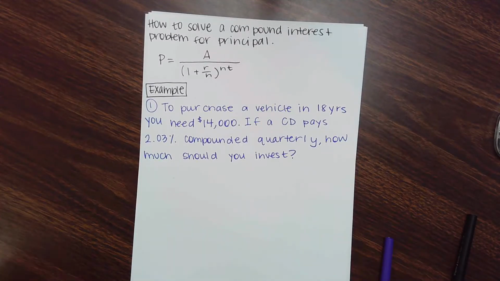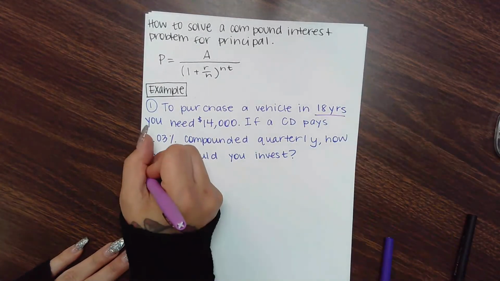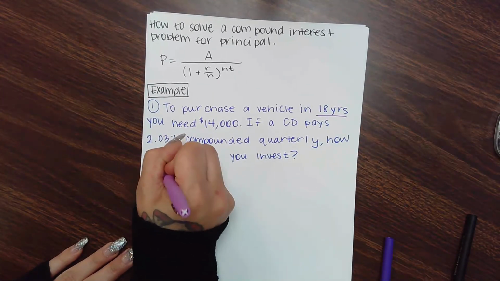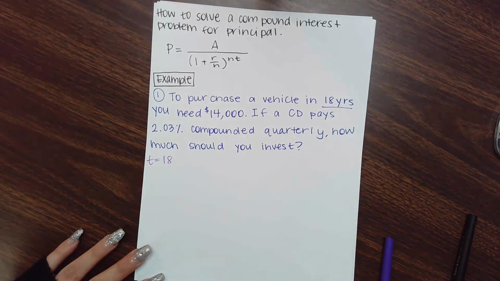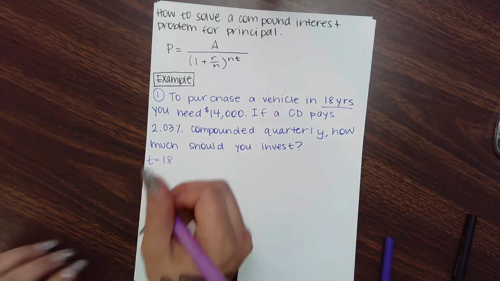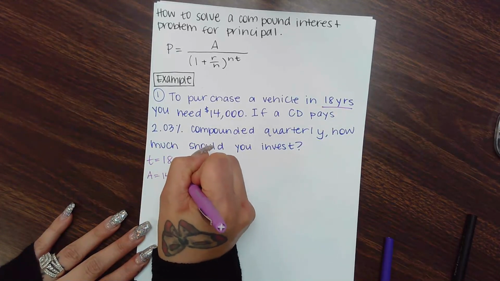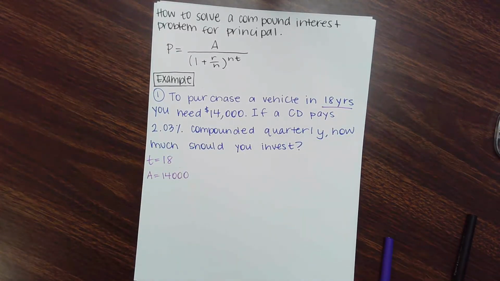To purchase a vehicle in 18 years. That's my time. It is 18. Okay, it says you need 14,000. When do I need 14,000? I need 14,000 in 18 years, which is in the future. In the future, I need to have an accumulated amount of $14,000.